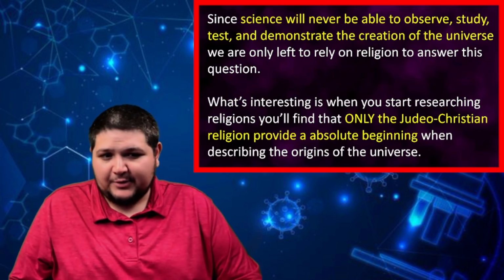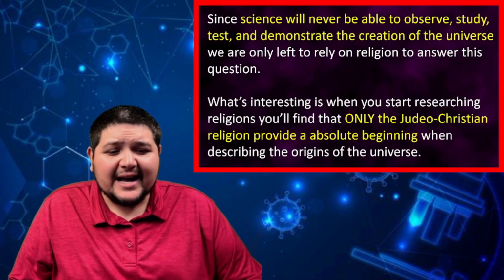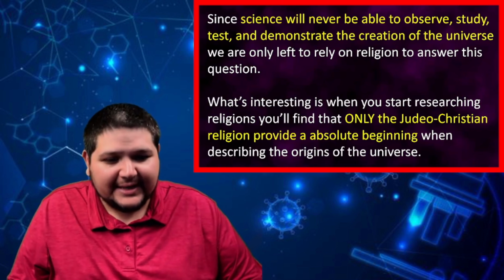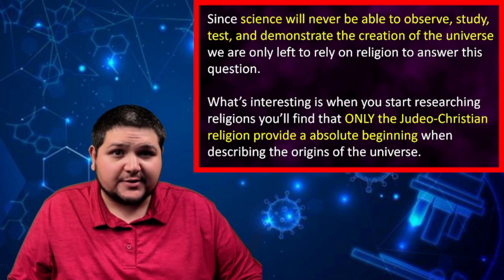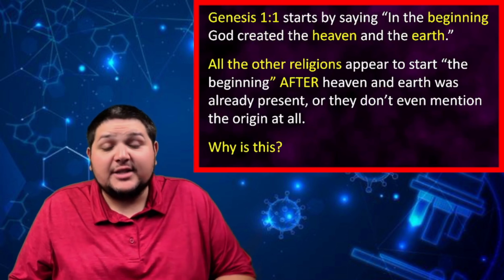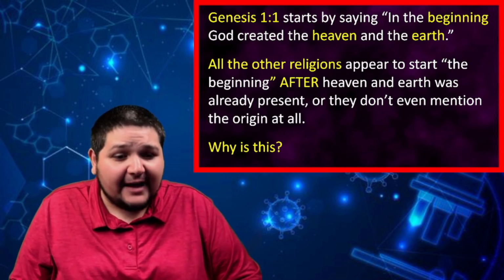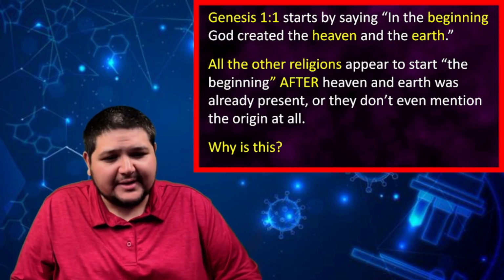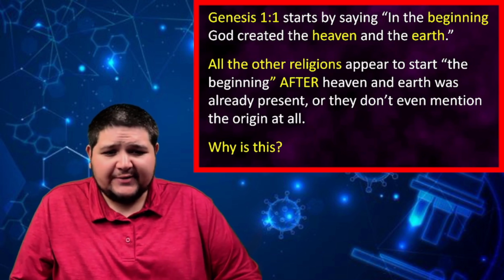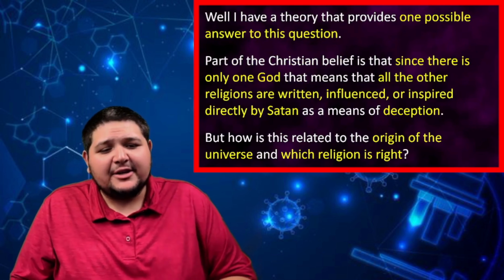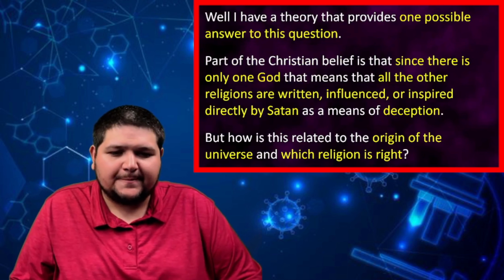What's interesting is that when you start researching religion, you'll find that only the Judeo-Christian religion provides an absolute beginning when describing the origins of the universe. Genesis 1:1 starts by saying, "In the beginning, God created the heaven and the earth." All the other religions appear to start their beginning after the heaven and the earth was already present. Or some religions don't even mention the origins at all. But why is this? Well, I have a theory that provides one possible answer to this question.